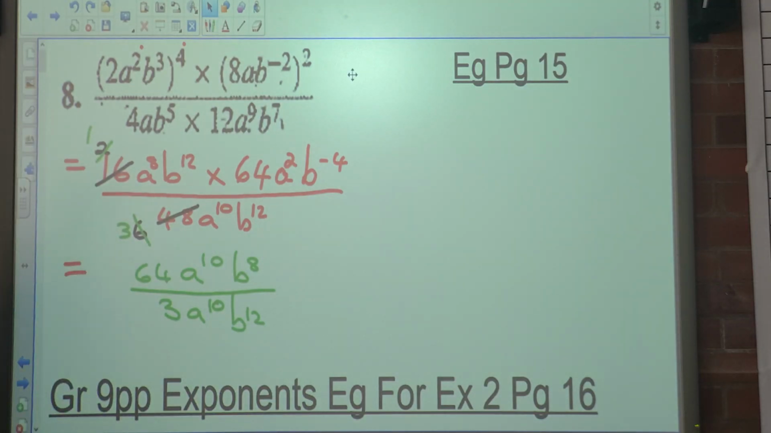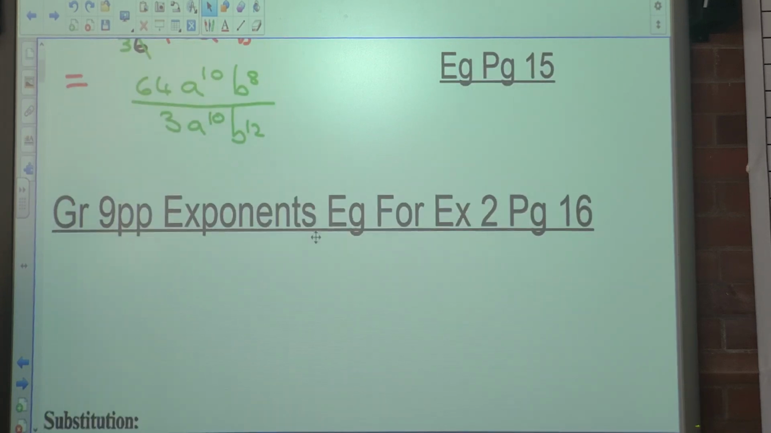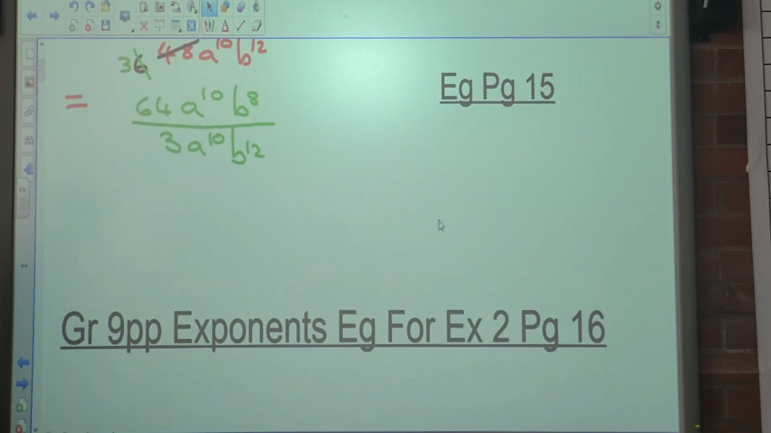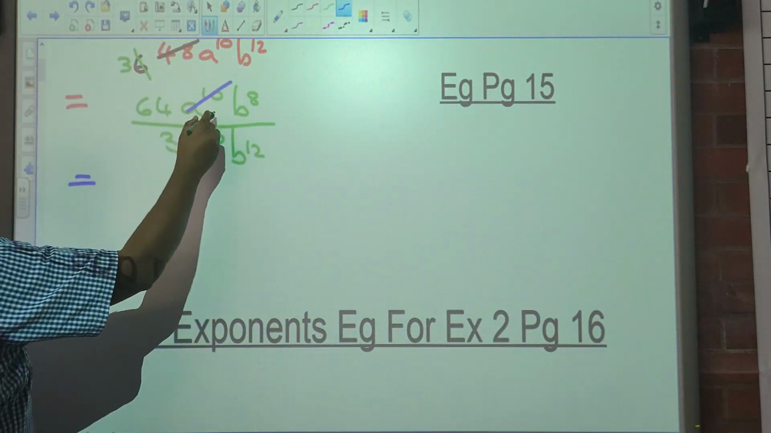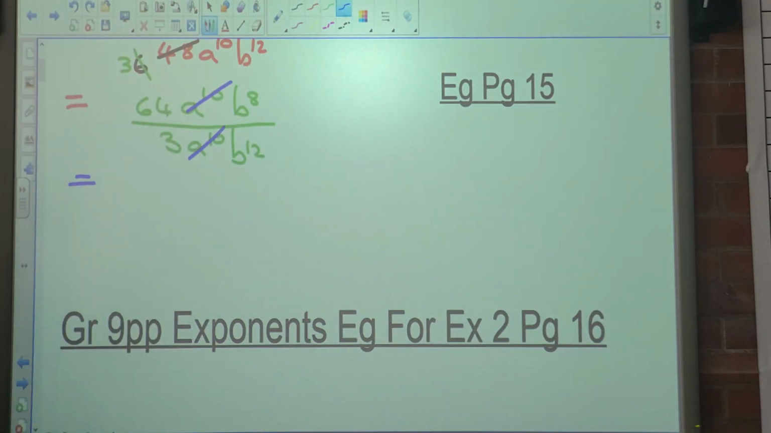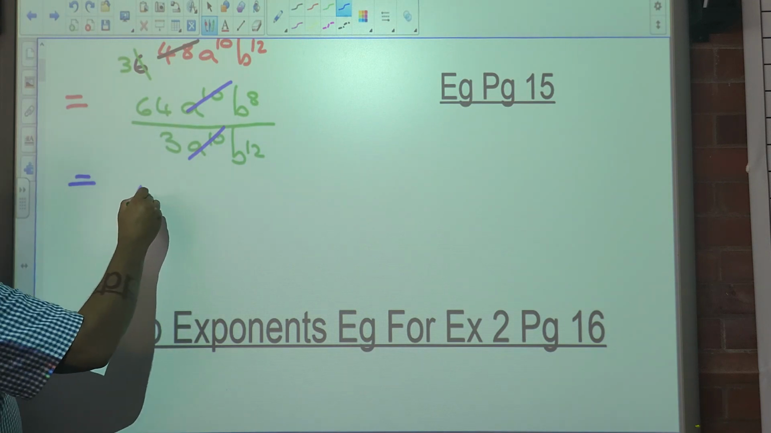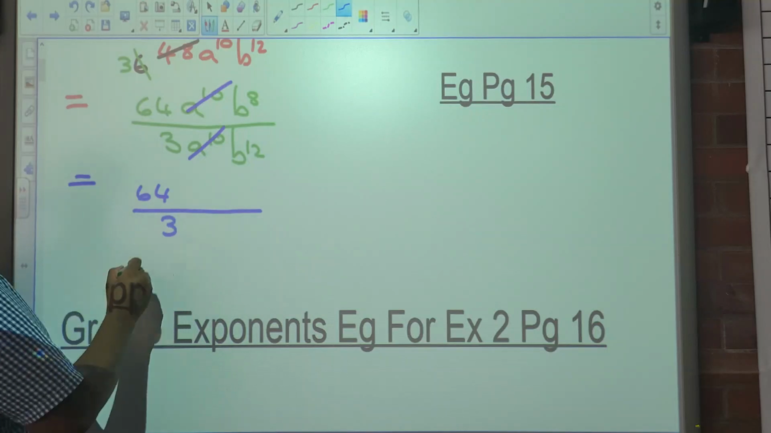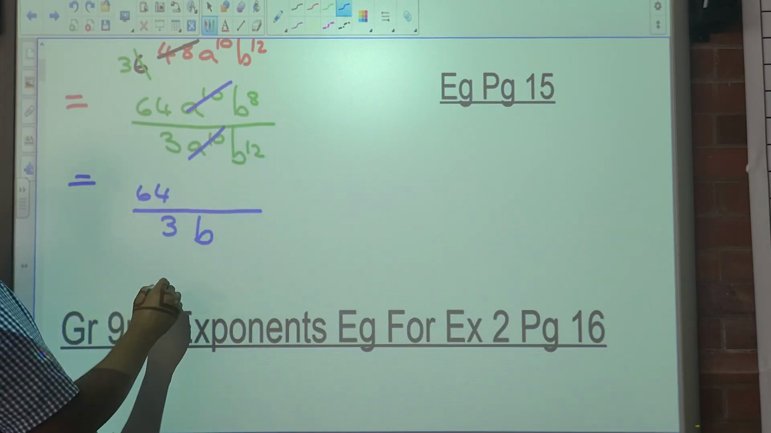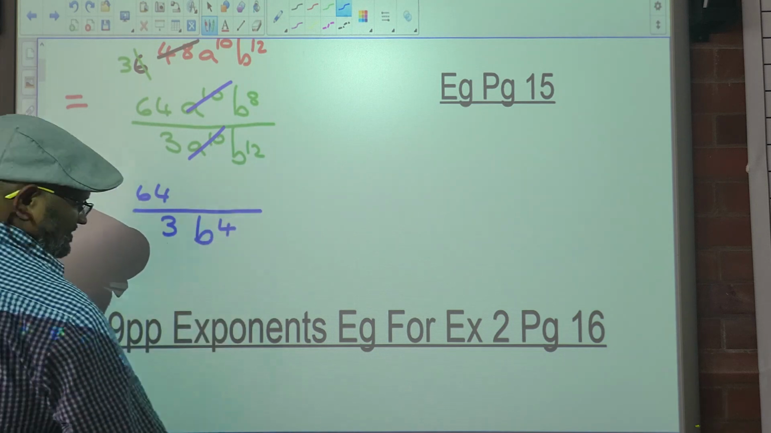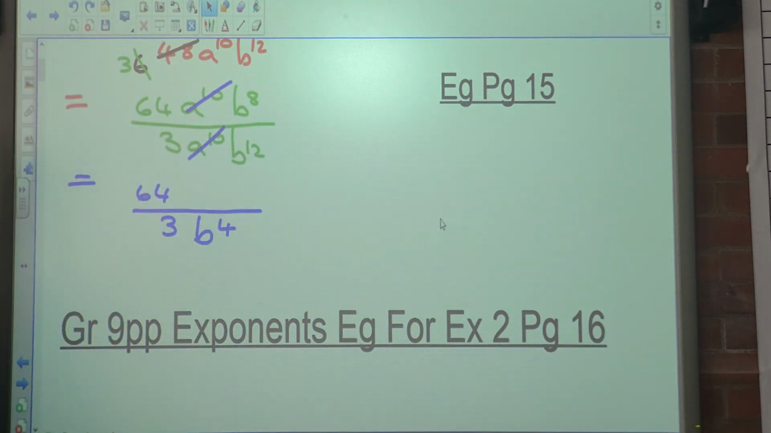Right. So where's there more A's? Numerator, denominator? They're the same. So what happens? They cancel. It's gone. Or I could have written A to the 0, which becomes 1. So it's 64 over 3. Where are there more B's? Bottom. So 12 minus 8? There's your answer.